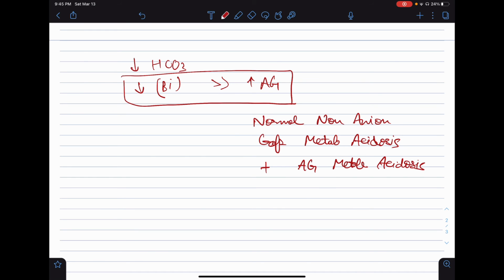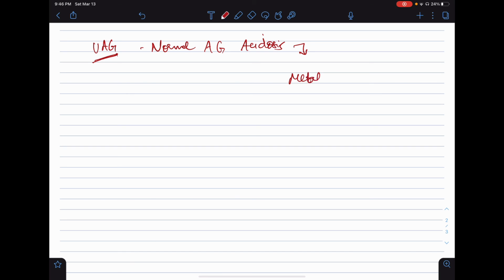Okay, these are some of the rules to remember while you are seeing the ABG, the arterial blood gas analysis, which is drawn from the arterial sample. Then besides this, we have something called the urine anion gap, which is used in normal anion gap acidosis. For this, I will be talking in the detailed video on metabolic acidosis.